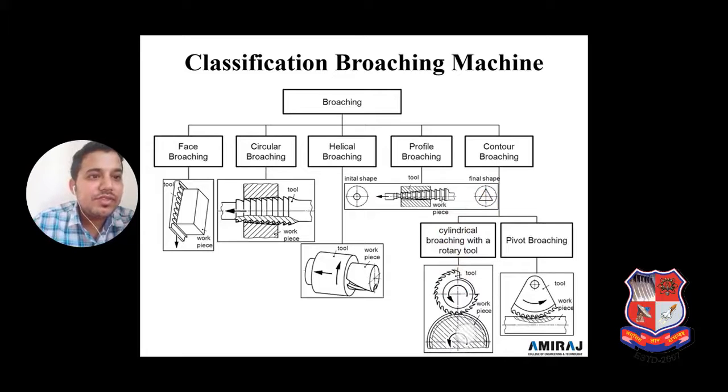And here you can observe the cylindrical, meaning when we have a cylindrical workpiece or we have to do gear manufacturing, we utilize this cylindrical broaching. Then pivot broaching is similar to it, but it has a quadrant tool. So we are utilizing such a thing. We will observe all the classification in detail in the next lecture.